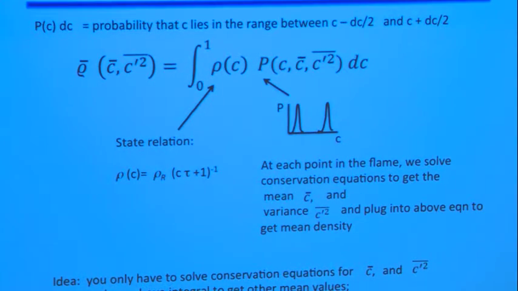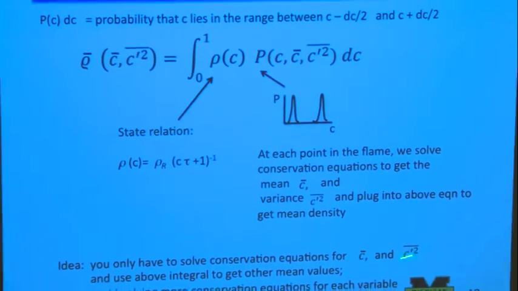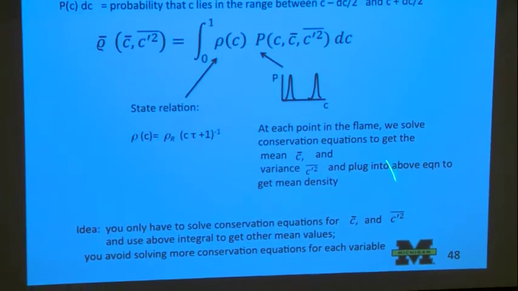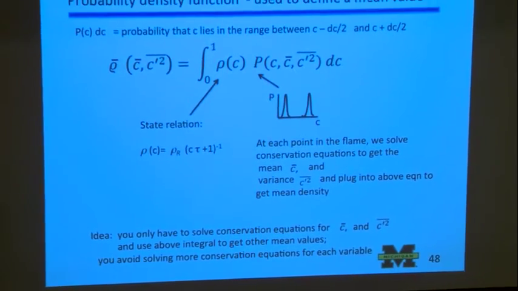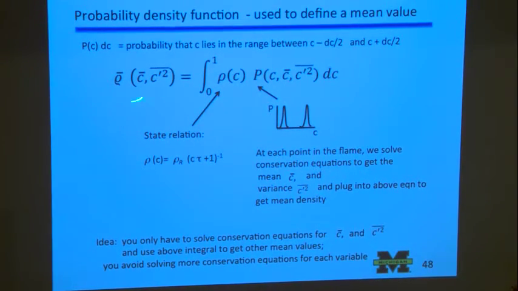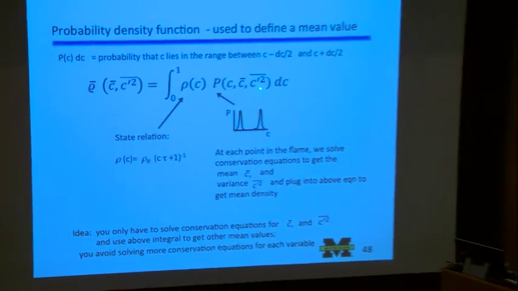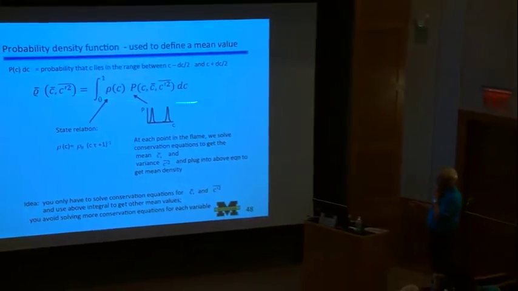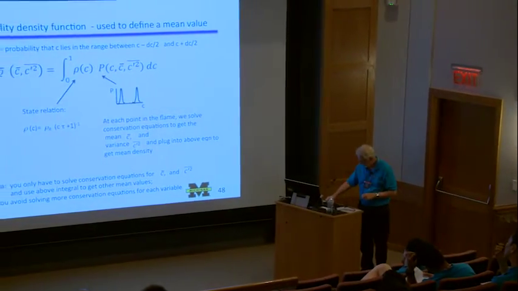So this is the same idea as before. You have to solve equations for these two numbers at each point, plug them in here, and you get properties which then can go into the conservation equations. So you don't have to have an equation for rho bar. All you need is equation for C bar and the variance, and use this, and you can continue.